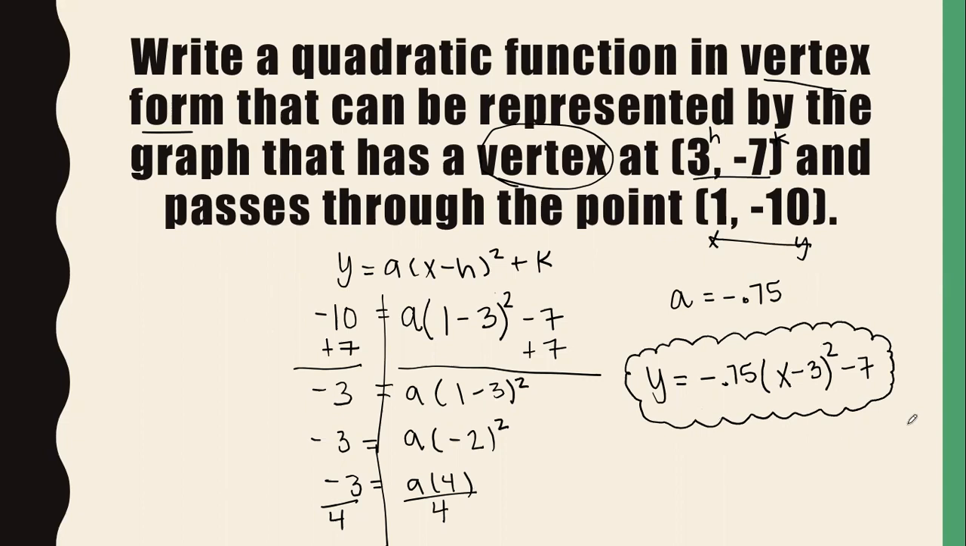Here is my vertex form equation based on these two things it gave me. So all I did here is, now that we found the A value, I'm filling in my equation. The A value was -0.75. I don't fill in the X and the Y. My H value was +3, so it'd be X - 3 squared. And my K value was -7, so that's why it says -7. So our goal here was to get our equation in vertex form.